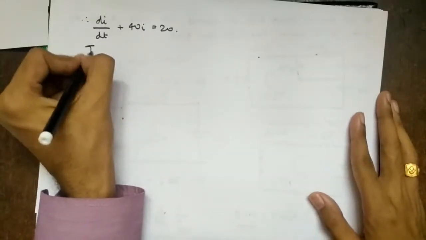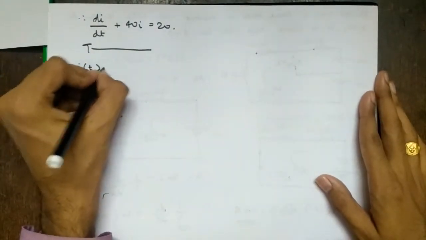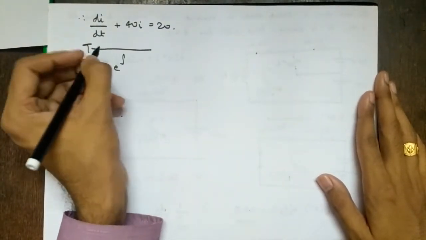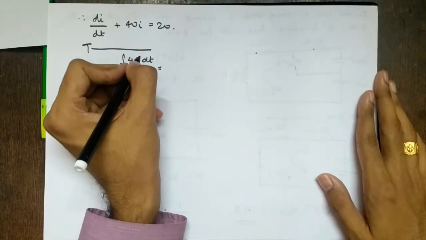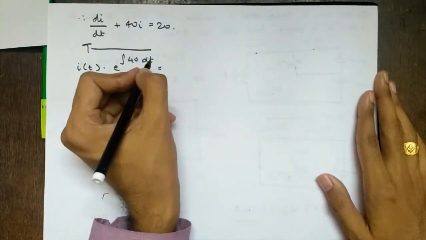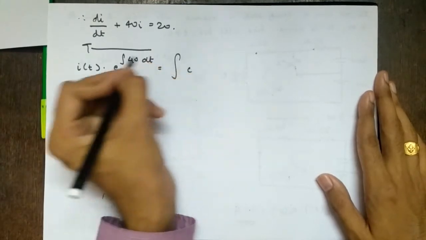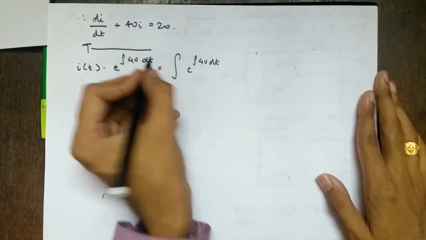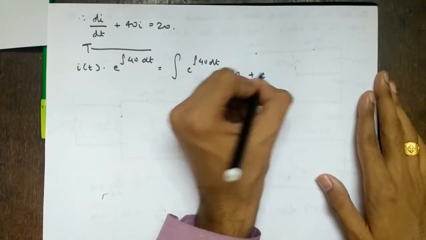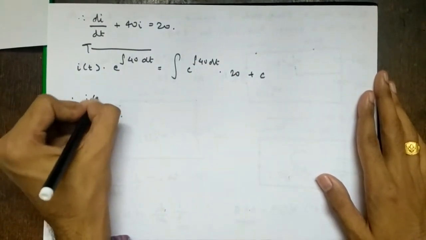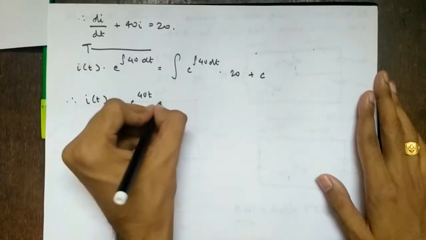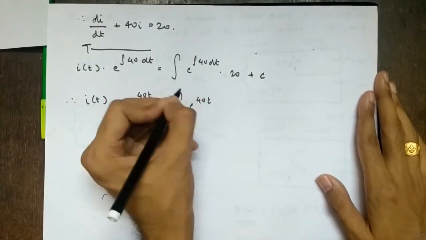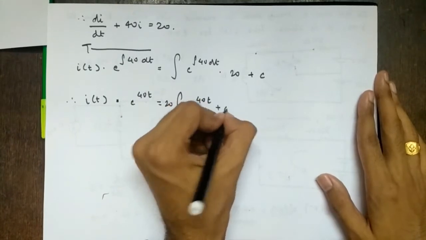Again the solution to this differential equation is given as the dependent variable I of t into the integrating factor, e raised to integral of p dt, where p is 40 here, equals the integral of the integrating factor, e raised to integral of 40 dt, into q, so 20, plus c. So I of t into e raised to 40t equals the integral of e raised to 40t, 20 is constant, plus c.